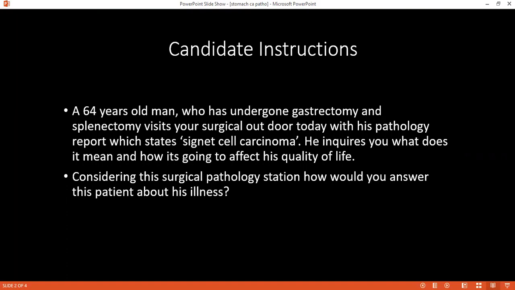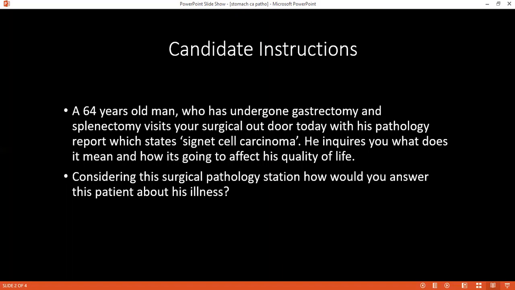Can you please tell me what type of carcinoma is signet cell carcinoma? The adenocarcinoma is known as signet cell carcinoma. Okay. Can you tell me what is the most common type of gastric carcinoma? Adenocarcinoma is the most common carcinoma. It is about 95%. Is it diffuse, or can you describe it?